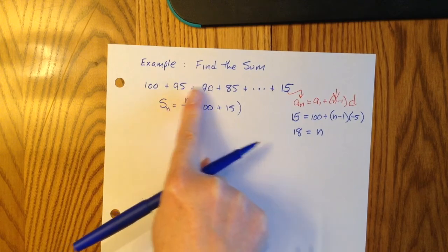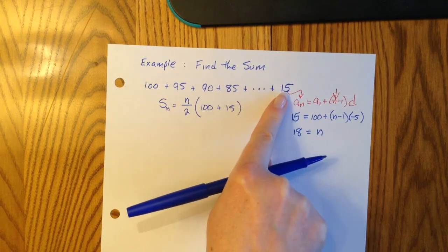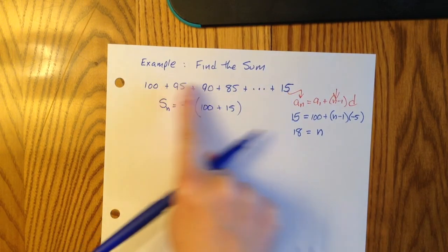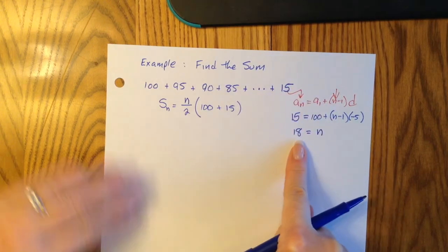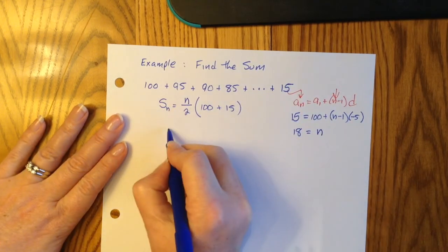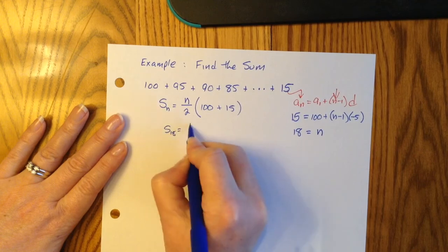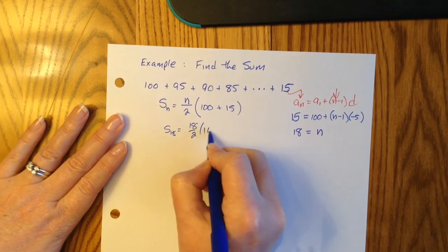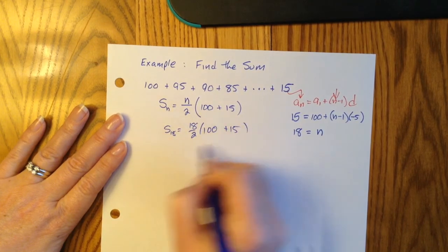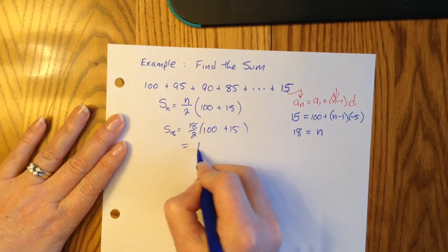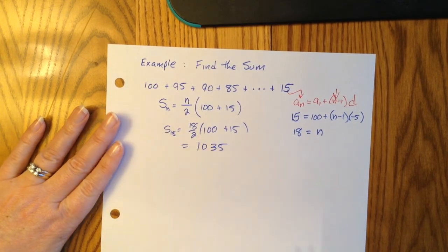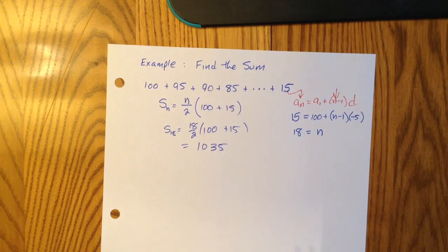Apparently, first number, second number, third number, fourth number, that is the 18th number. We are adding 18 numbers up. So we fill the 18 in here. We math that out, and the answer is 1,035. Booyah!